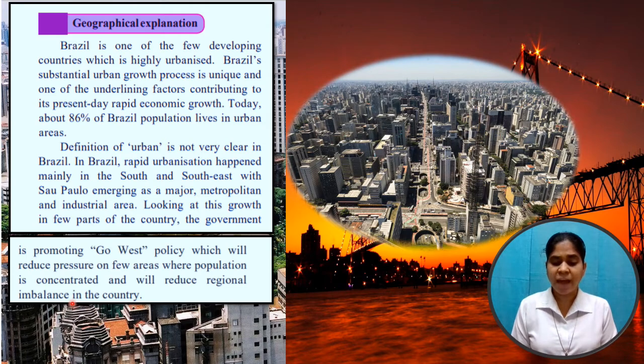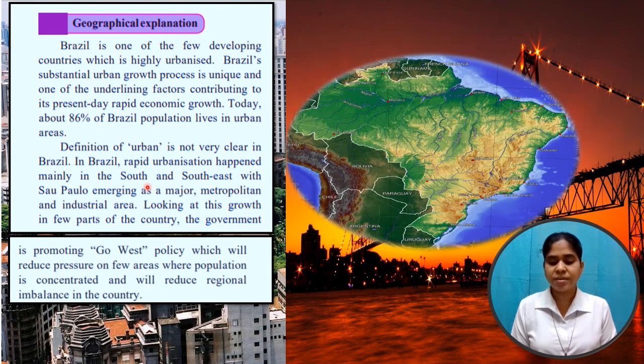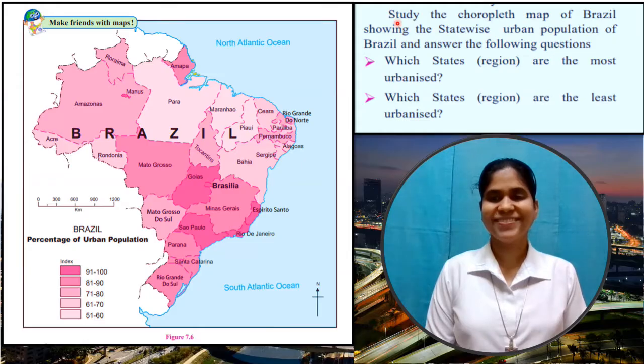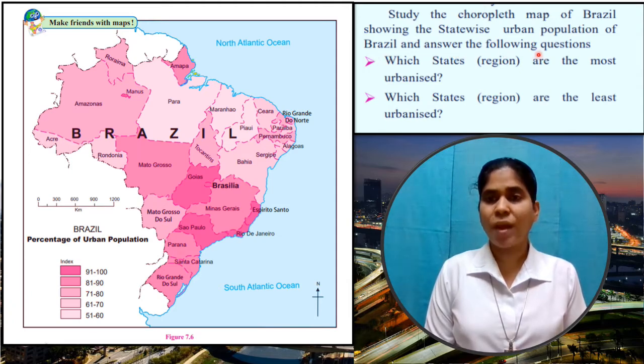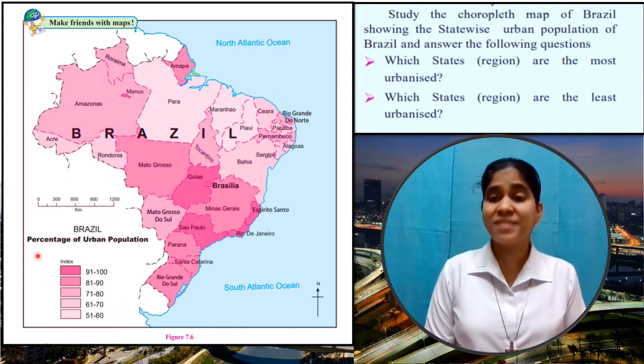As a result of heavy population in the south and southeast, the government is now asking the people to migrate towards the west. Study the complete map of Brazil showing the state-wise urban population of Brazil and answer the following questions. Look in the index. The darker shade represents the highest percentage of urban population and the lighter shade represents the lowest percentage of urban population in Brazil.